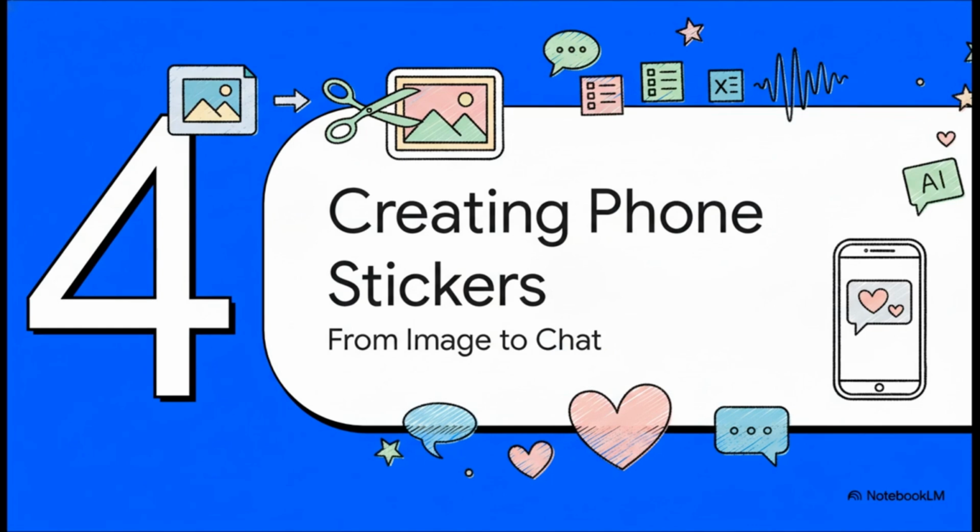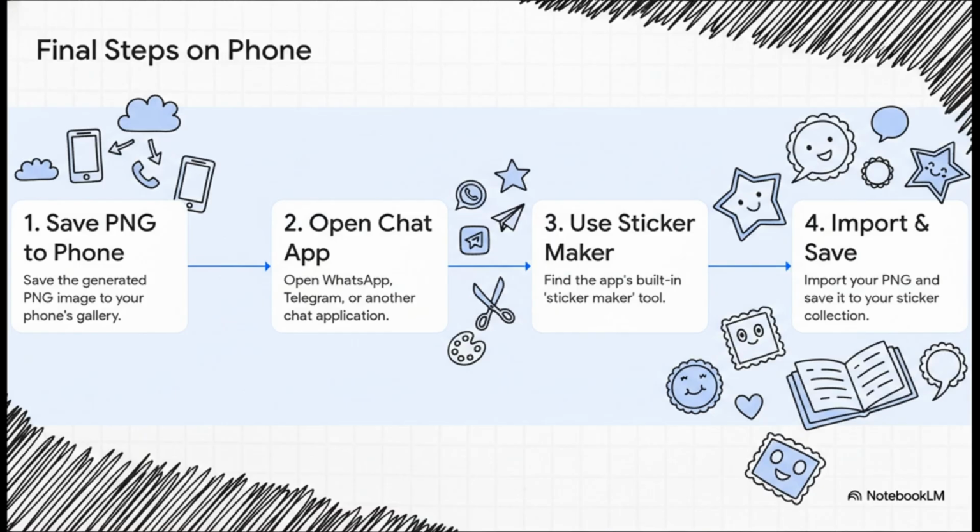This section is all about taking that awesome image file and turning it into a sticker you can actually use in your chats. This last part is ridiculously easy. All you do is save that PNG image to your phone. Then, open up an app like WhatsApp or Telegram, find their built-in sticker maker tool, and import the image you just created. From there, you just save it to your personal sticker collection, and you're good to go.